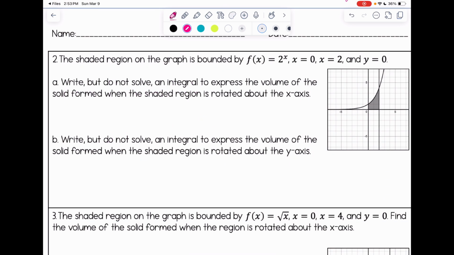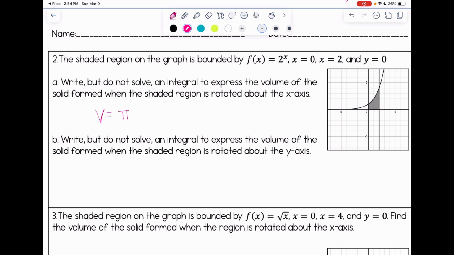All right, number 2. The shaded region on the graph is bounded by f of x equals 2 to the x, x equals 0, x equals 2, and y equals 0. For part A, write but do not solve an integral to express the volume of the solid formed when the shaded region is rotated about the x-axis. So this is, again, a horizontal axis of revolution.